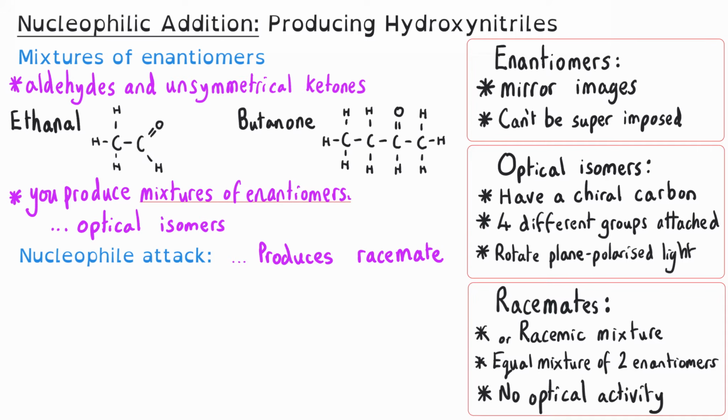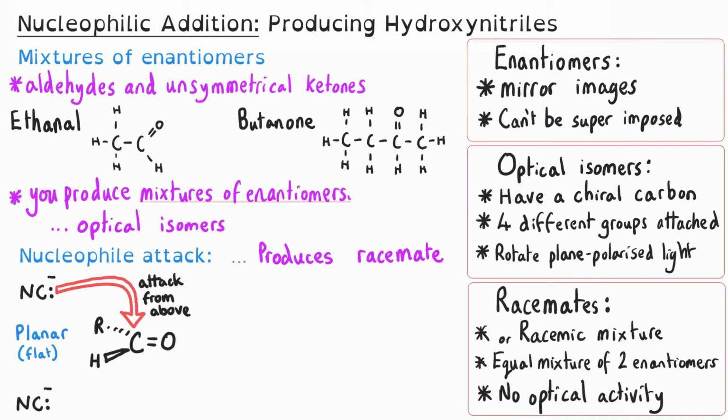This racemic mixture comes about since the molecules with the carbonyl groups are planar in the region around the carbonyl carbon. And so this means that when the nucleophile attacks, the cyanide ion in this case, the attack is either going to be coming from above the carbonyl group or below the carbonyl group.